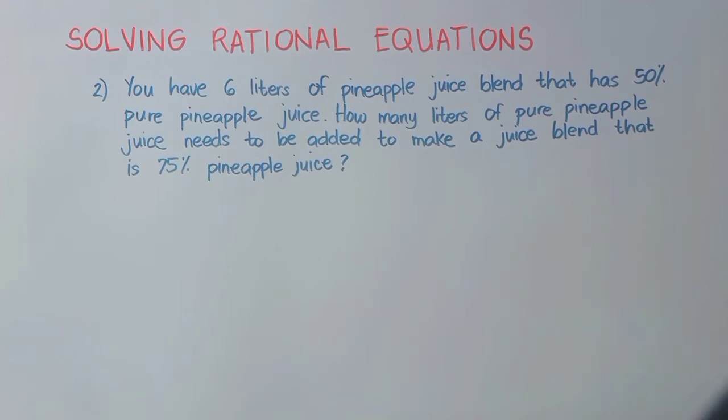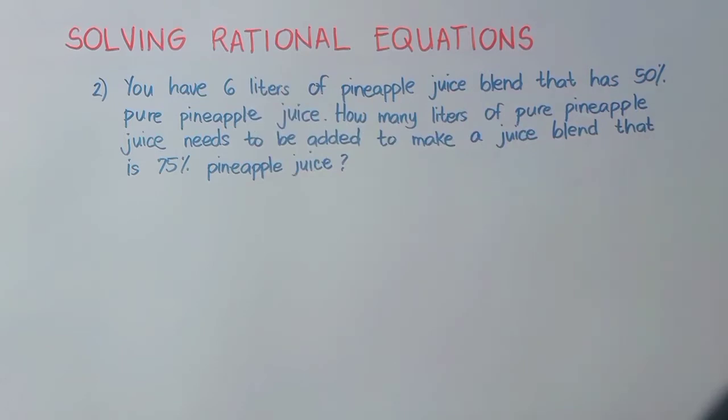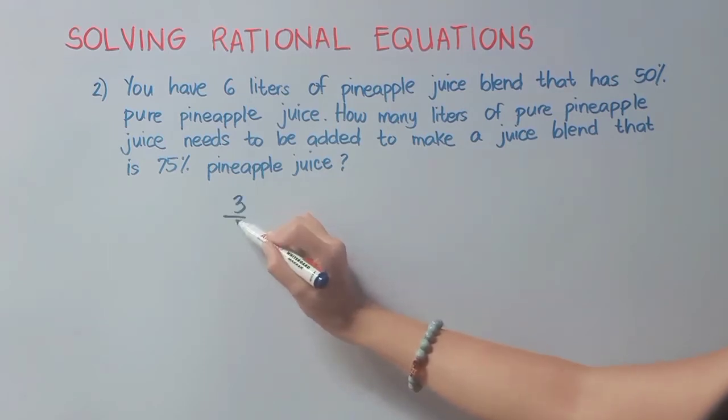We are now on number 2. You have 6 liters of pineapple juice blend that has 50% pure pineapple juice. How many liters of pure pineapple juice need to be added to make a juice blend that is 75% pineapple juice? So at first, we have 6 liters of pineapple juice blend where 50% of it, that is 3 liters, is pure pineapple juice.